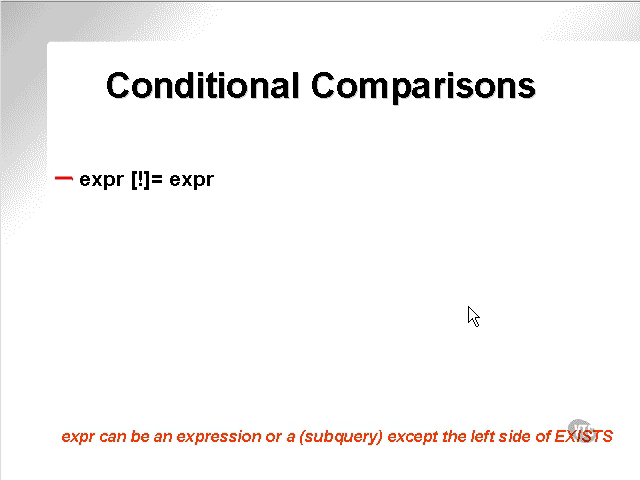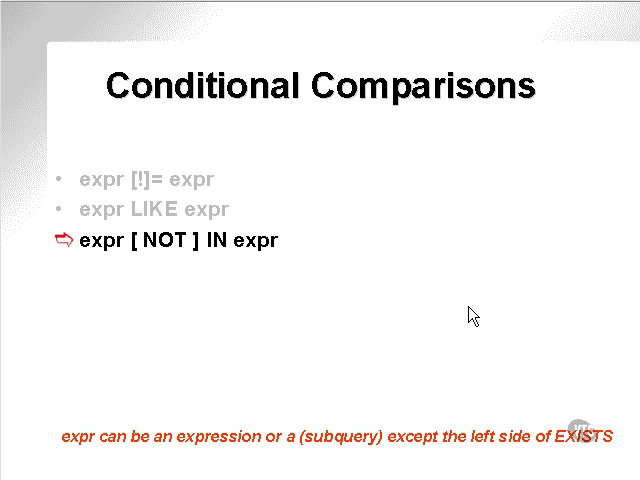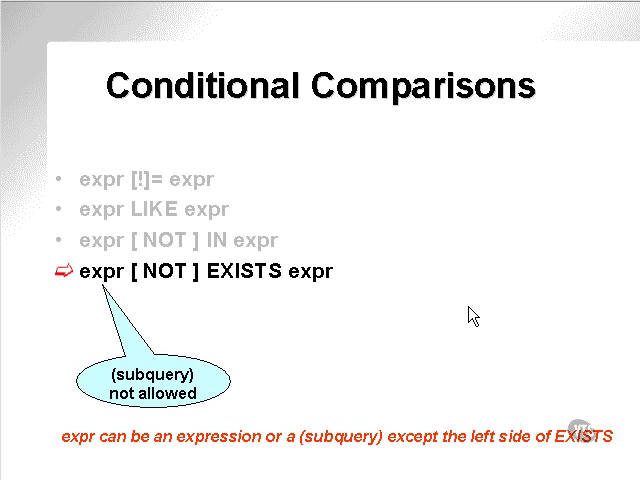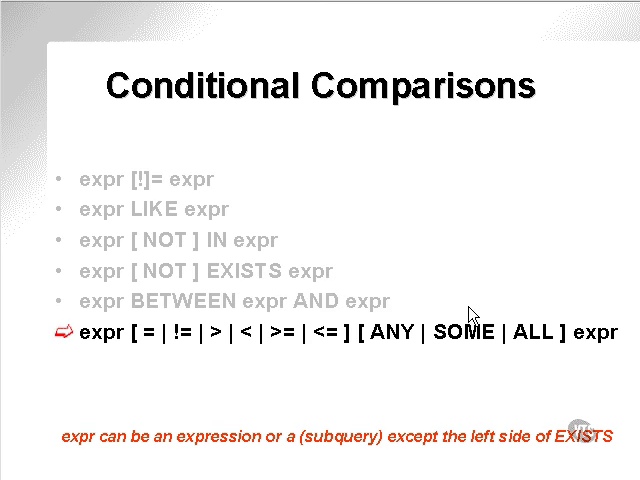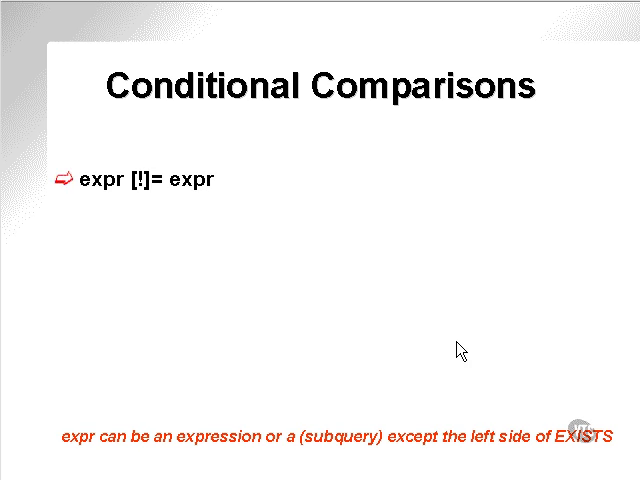Conditional comparisons. We've already gone through them, but let's go through them once again. We can say something equals or not equals something, something is like something, is in or not in, something exists, something is between a range of values, plus the group functions. We will leave the group any, some, all functions for the moment. Let's do some examples with conditional comparisons.